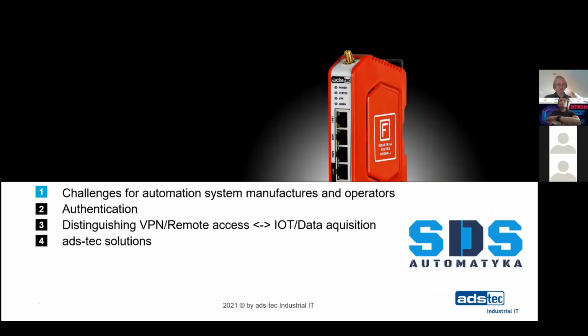What are the topics of today's talk? Let's take a look at the overview. First, we start with the challenges for automation system manufacturers and operators. So what are the challenges of IT security in factories? How can we do authentication? It's a big, important part. And then let's deep dive a little bit into the modern IoT, Industry 4.0 buzzwording. Let's distinguish VPN remote access and IoT data acquisition. Both things are important. And at the last, I'll introduce you a little bit to what ADSTEC is about to do to solve these challenges.